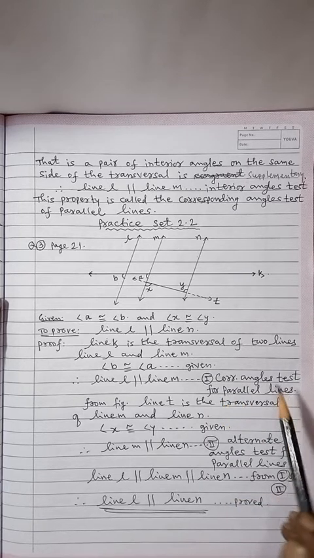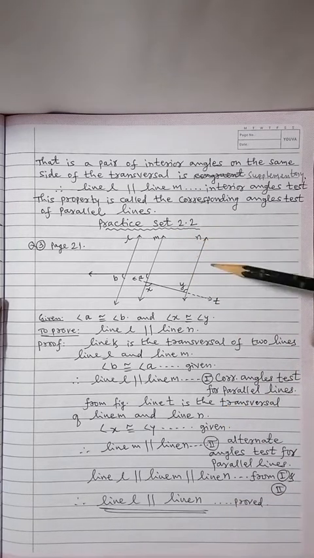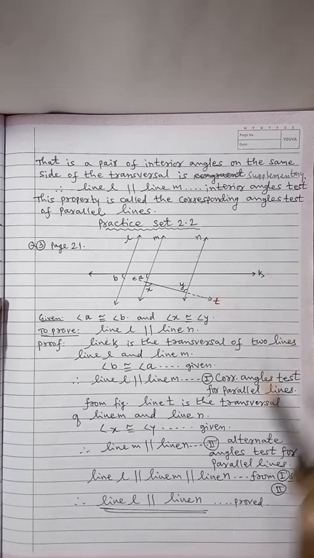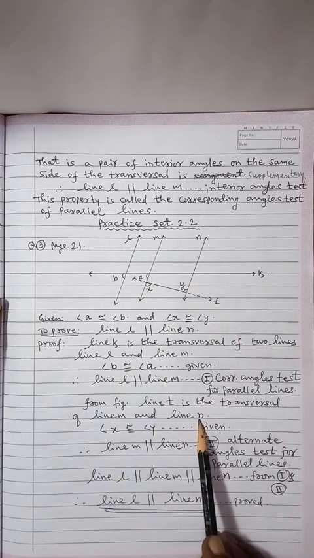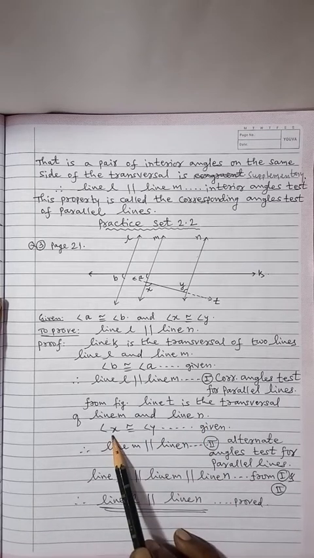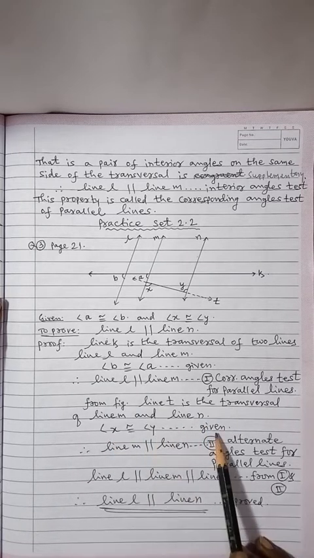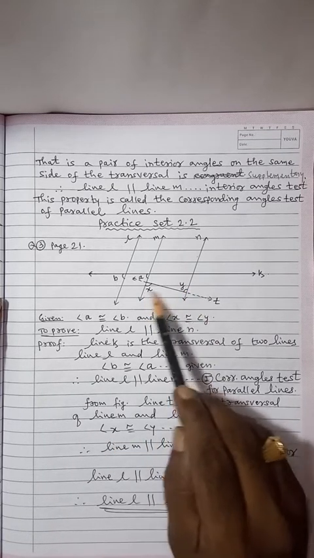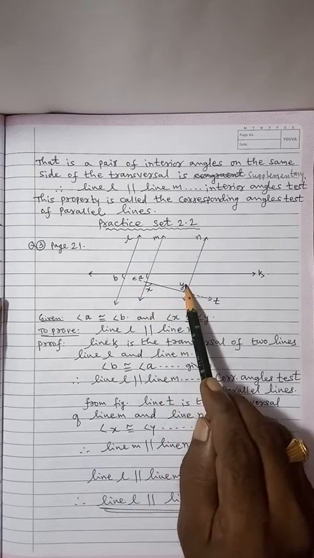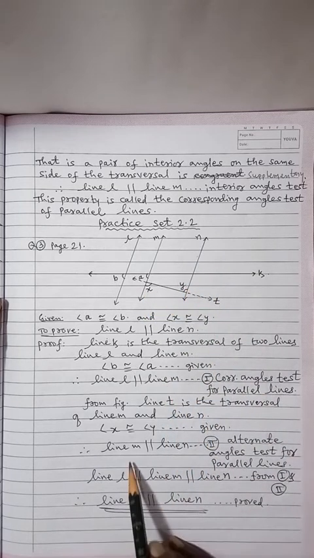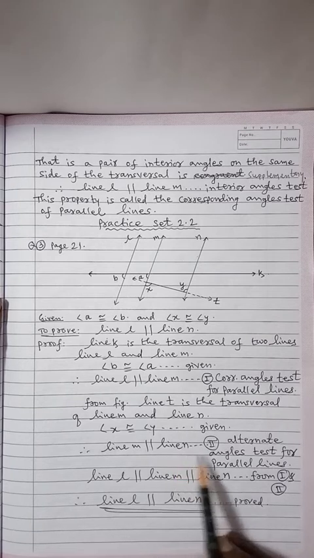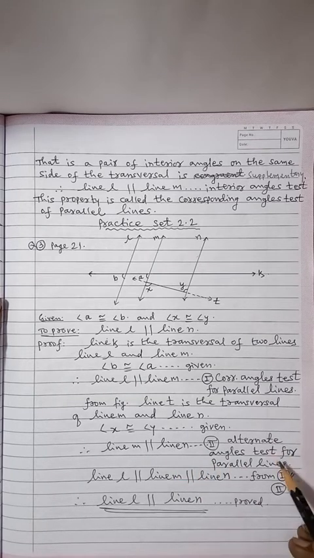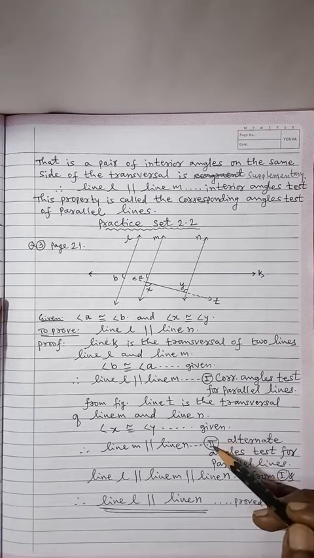Now, see here in the figure, line T is the transversal of line M and line N. Angle X is congruent to angle Y. This is given. These two are congruent. So, line M is parallel to line N. The reason for this is the alternate angles test for parallel lines. This is result number 2.